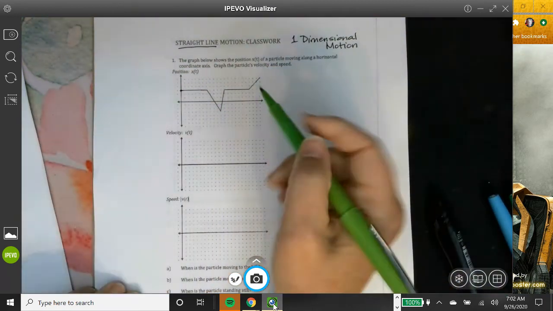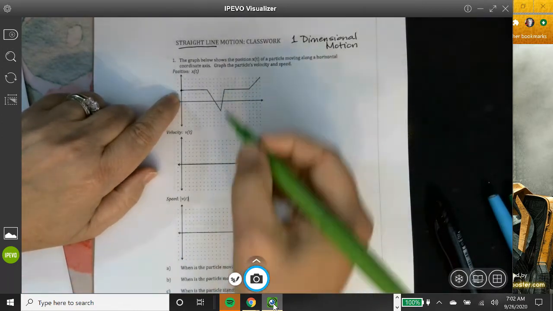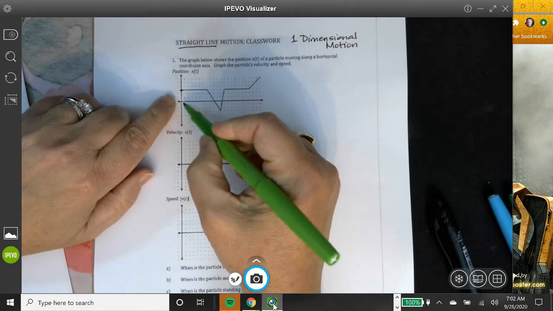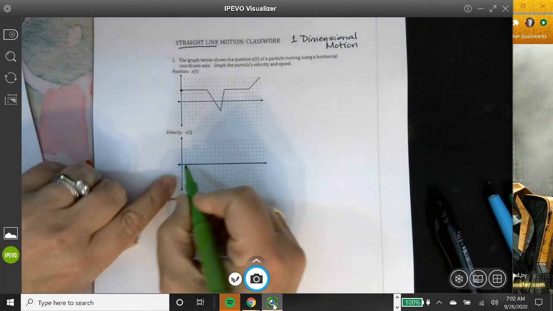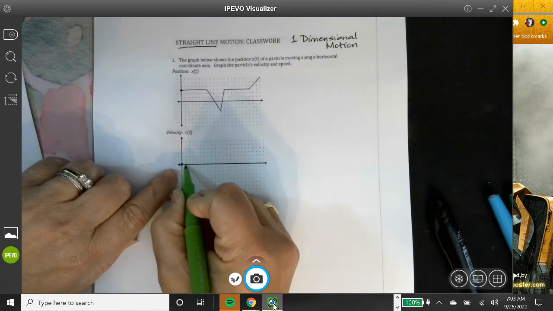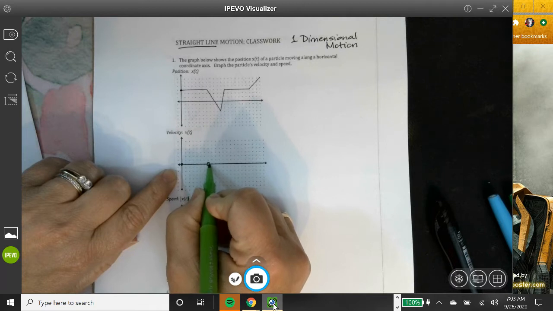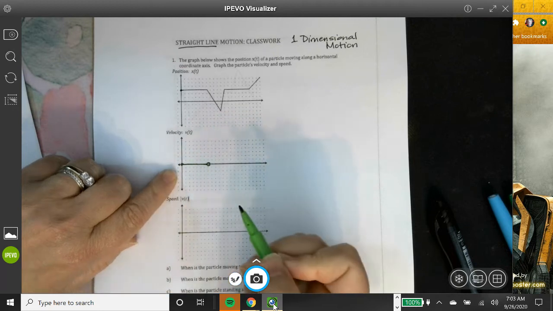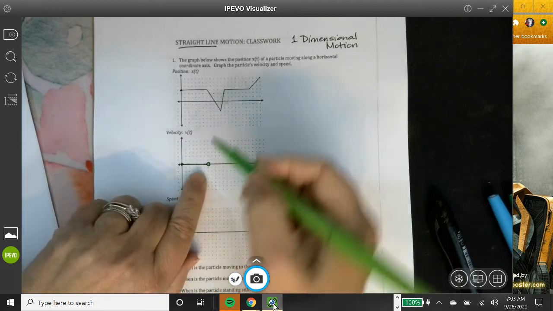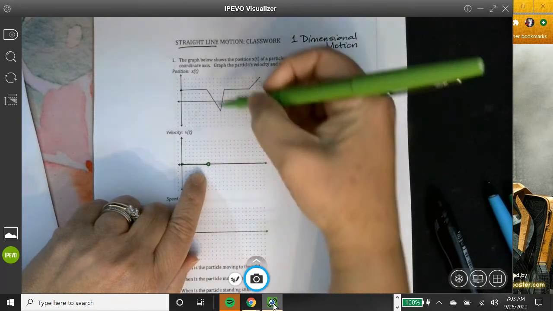So I'm going to do the velocity graph in green here. All right, so the slope from 0 to 1, 2, 3, 4, 5, 6, 7 is equal to 0. So I'm going to put a solid dot on 0 and then go 1, 2, 3, 4, 5, 6, 7. And it's going to have an open dot here. And I'm going to put a line here. So my slope is 0. The slope of the position graph is 0 from 0 to 7.